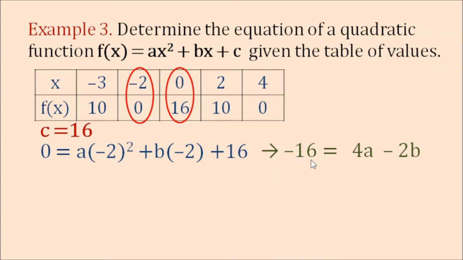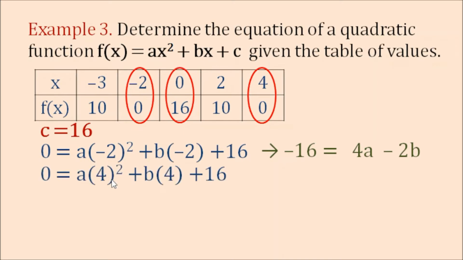And now we need another equation, and we can use any of these points. So for example, we are going to use 4, 0. So this means this f of x equals 0. Then we have here this x is 4 and also this one. So we have another equation. A times the quantity 4 squared, then plus b times 4 plus 16.